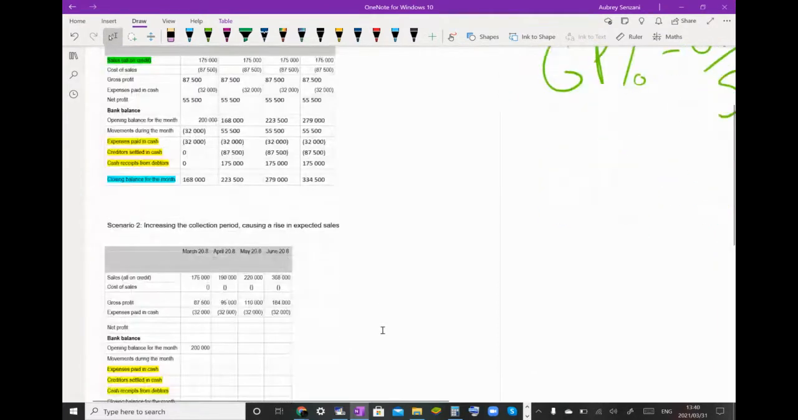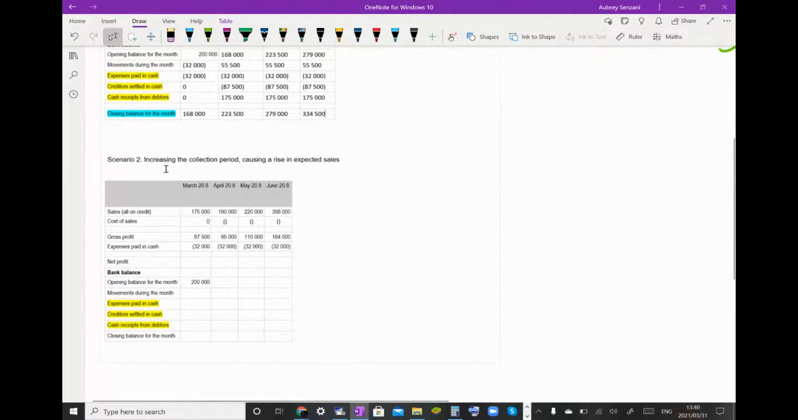Then we move on to scenario 2. Increasing the collection period, causing a rise in expected sales. Why is there a rise in expected sales? Somebody tell me, why is there a rise in expected sales by increasing our collection period? Why is there a rise?